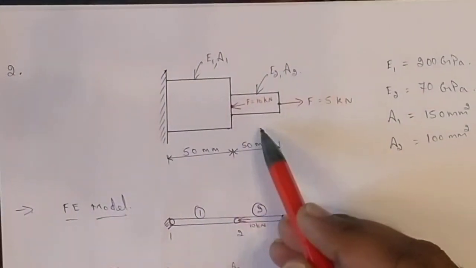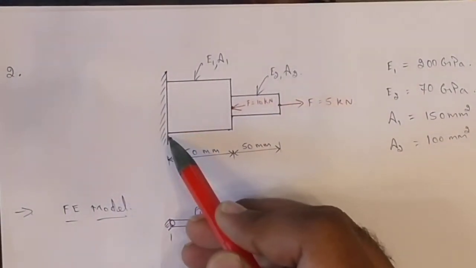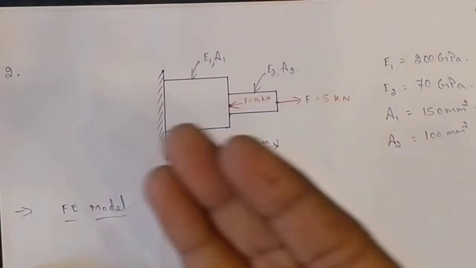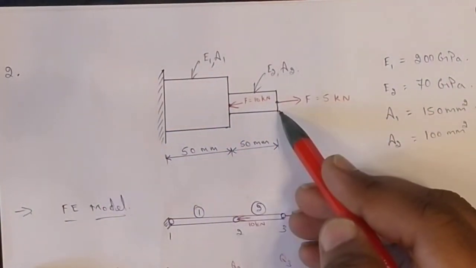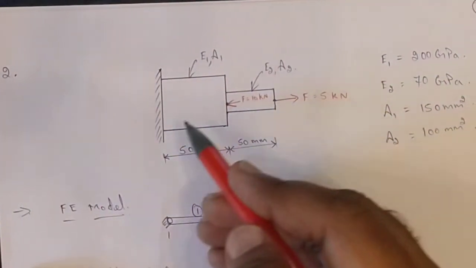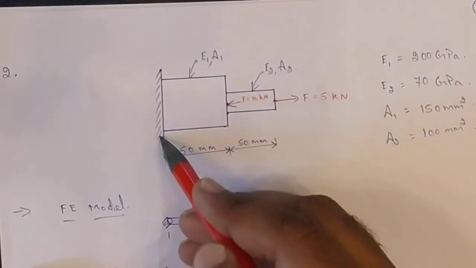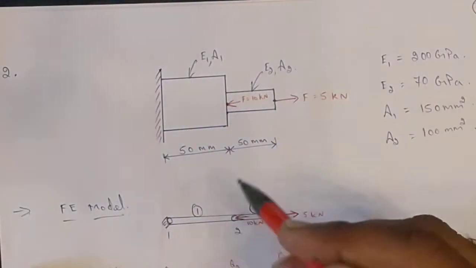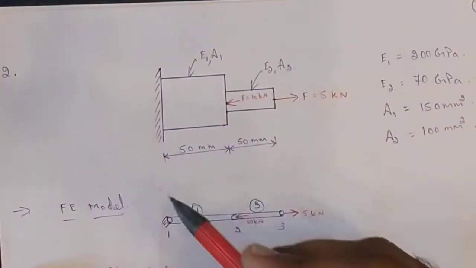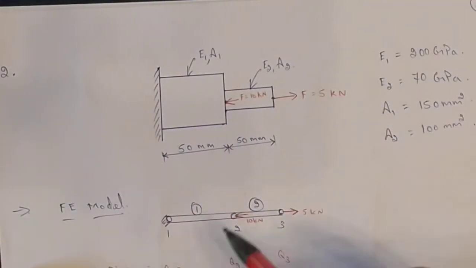So we have a stepped bar which is fixed at one end. In the previous problem it was fixed at both ends, so C was added to nodes 1 and 3. Here it is fixed at only one end, so C should be added only to this node 1. Very simple when compared to the previous problem.